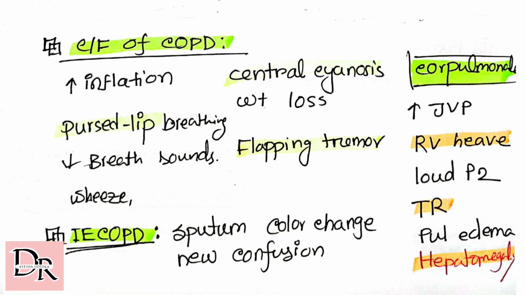So what will happen in an infective exacerbation of COPD? We'll find sputum color changes and new confusion may develop. And how will we understand that COPD has progressed into cor pulmonale or right heart failure? JVP will be raised. Then we'll find a right ventricular heave, that is a systolic parasternal heave, loud P2, tricuspid regurgitation, pulmonary edema, and hepatomegaly.